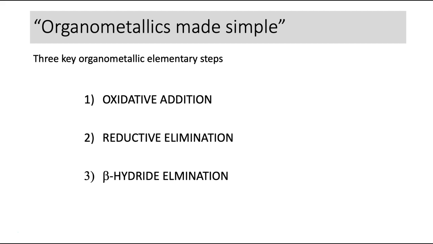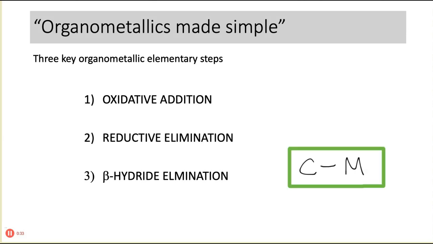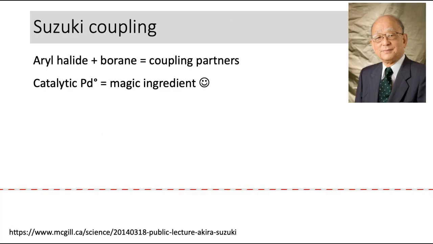organometallic complexes. And just to make it quite clear, when we talk about organometallics, what we're talking about is anything with a carbon-metal bond. So that's what an organometallic is, and these complexes do oxidative addition, reductive elimination, and beta hydride elimination. So let's see what they can do. The first one we'll look at is Suzuki coupling.